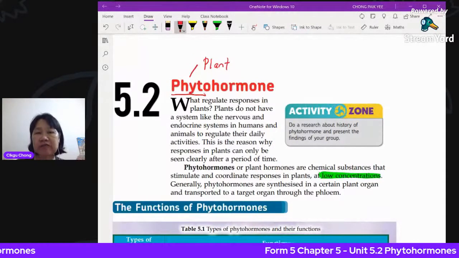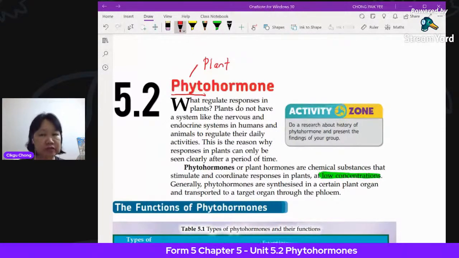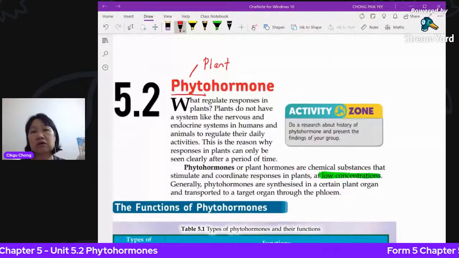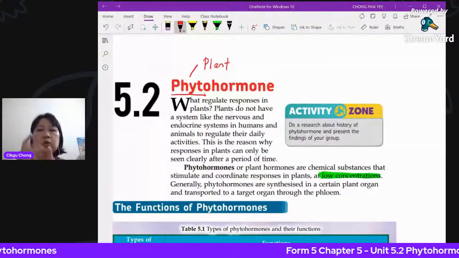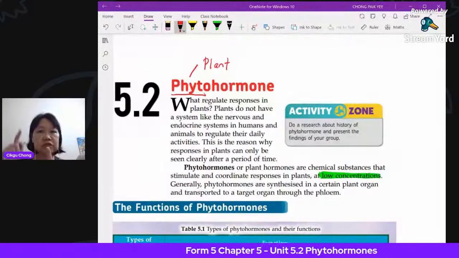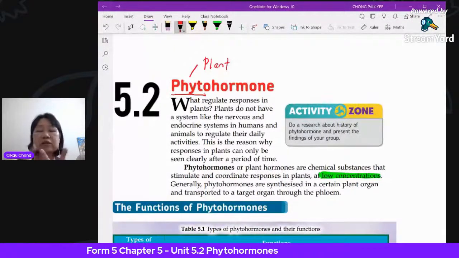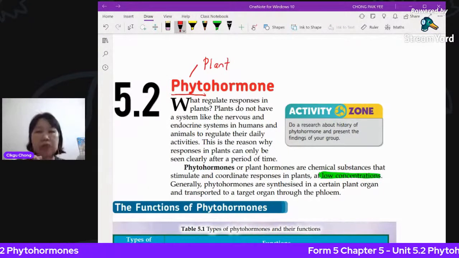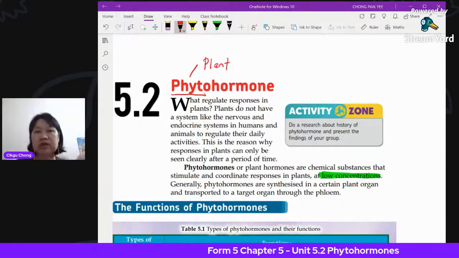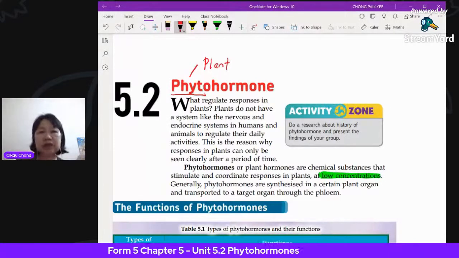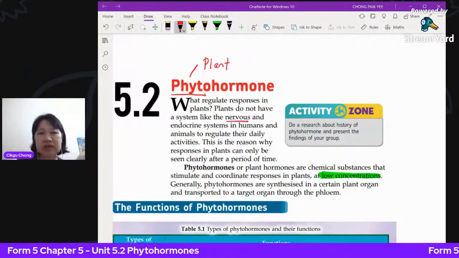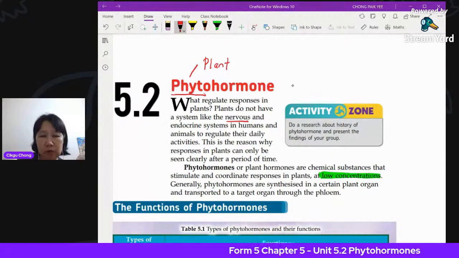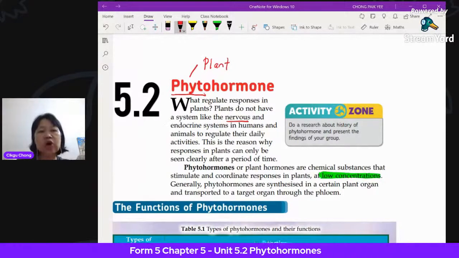So they do not have a nervous system. Humans have a nervous system and also hormones. So we have two types of coordination systems. One is the nervous system with the electrical impulse running through the nerves. You learned it last year, all right? Another coordination system is actually hormones. So humans and animals have two. But for plants, unfortunately, they don't have nerves. They only have hormones as their coordination system. The plants do not have a nervous system, but they do have the hormones. So they are the ones which coordinate their response.